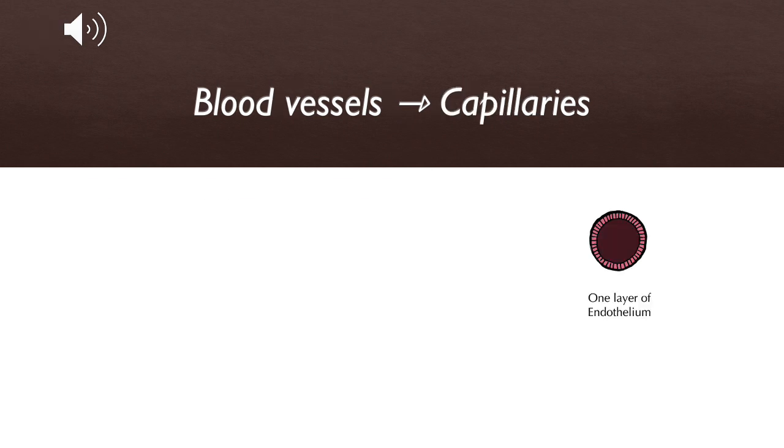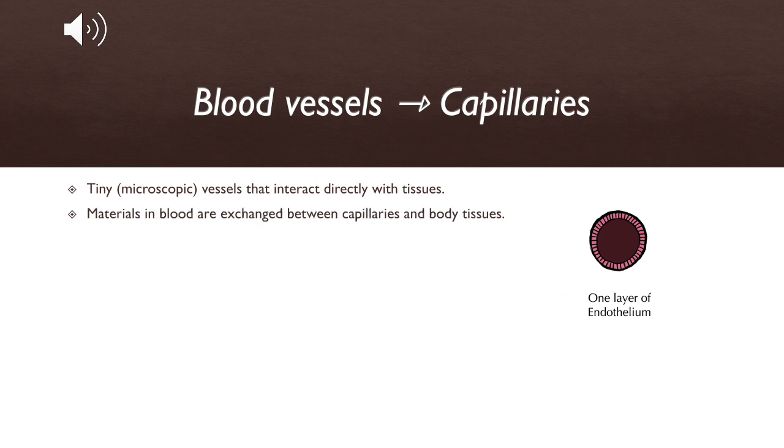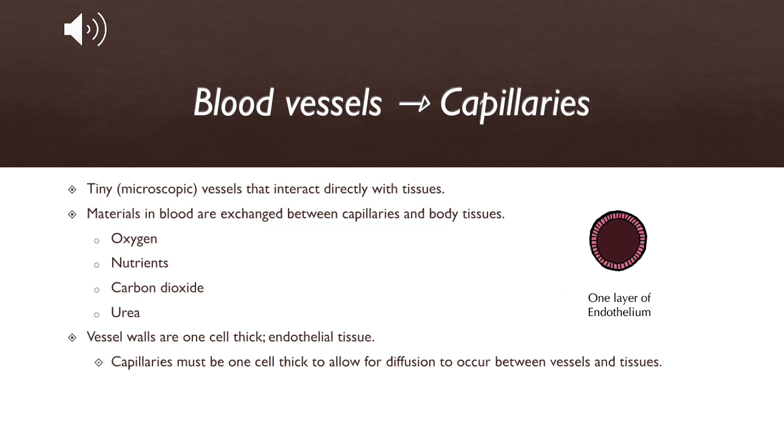Capillaries are tiny. They are on the microscopic level, vessels that interact directly with our tissues. Some of the materials in blood that are exchanged between capillaries and body tissues are oxygen, nutrients, carbon dioxide, and waste products like urea. It's really important that capillaries are 1 cell thick. If they were thicker, then diffusion wouldn't occur as easily, and diffusion is how transport is accomplished between capillaries and tissues.